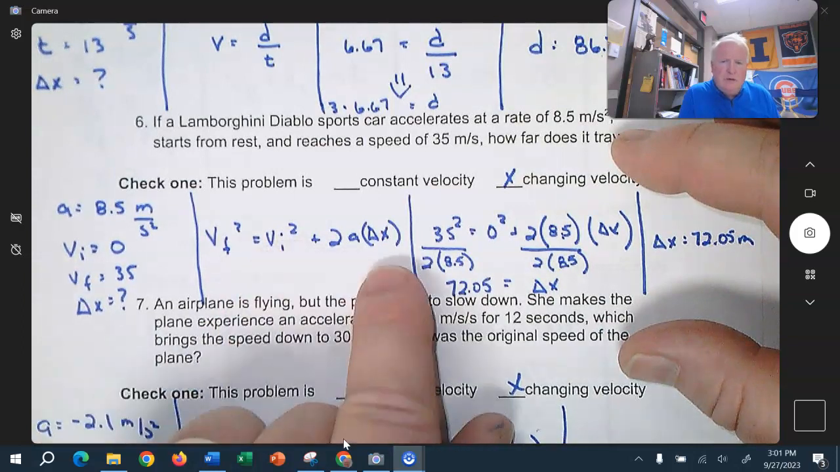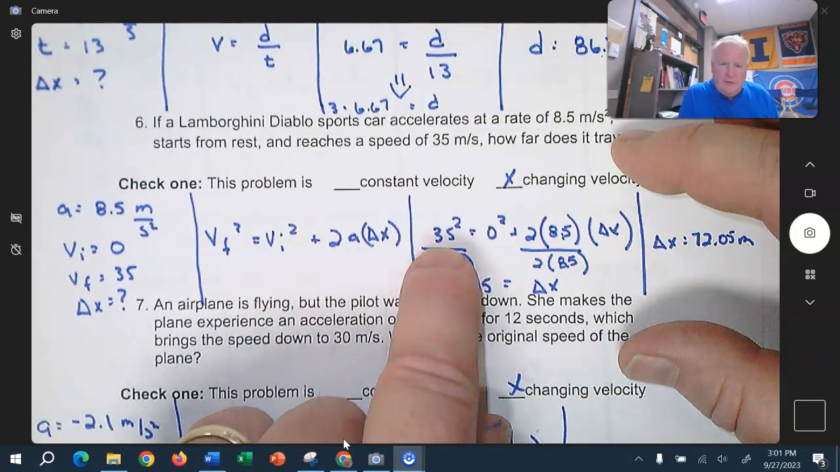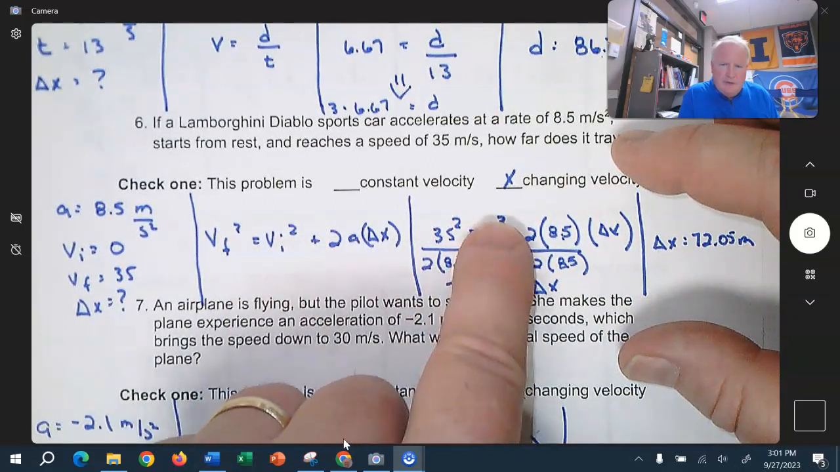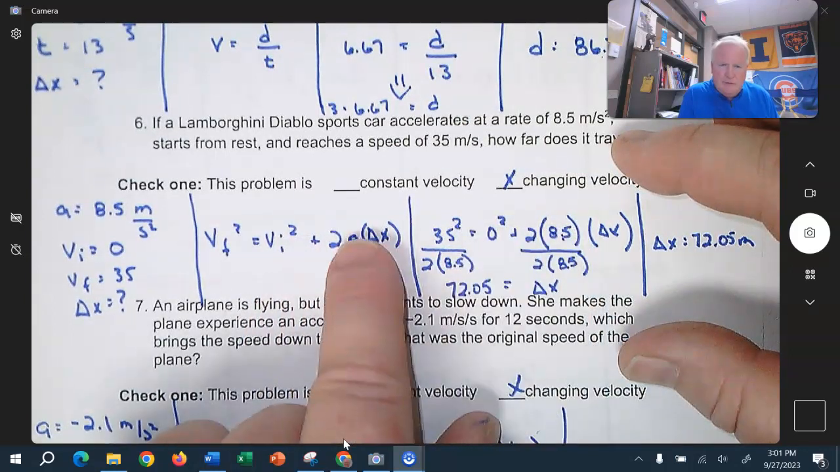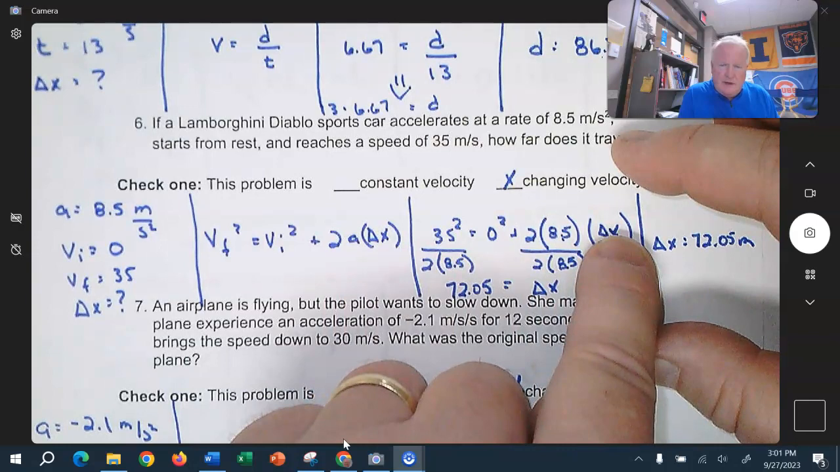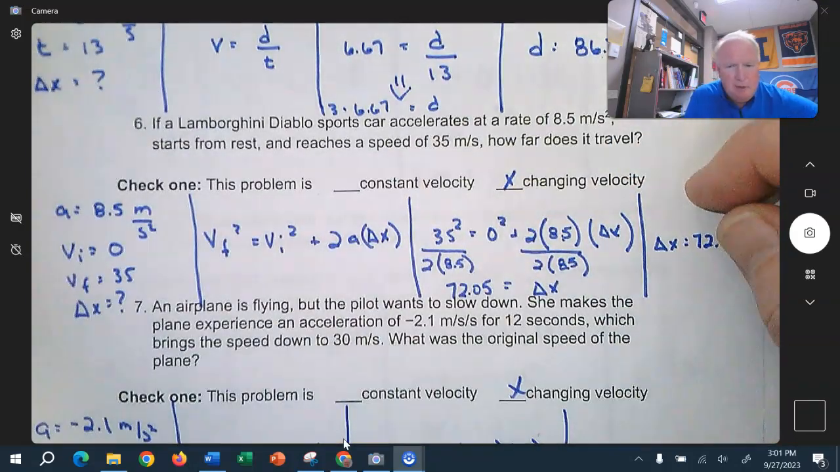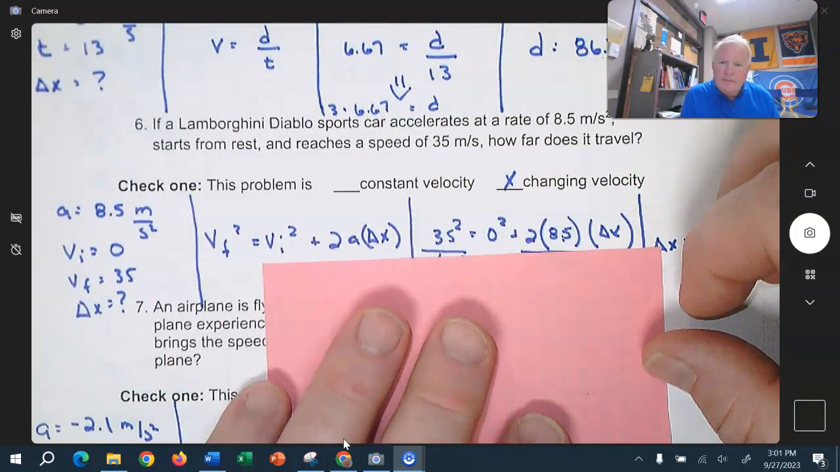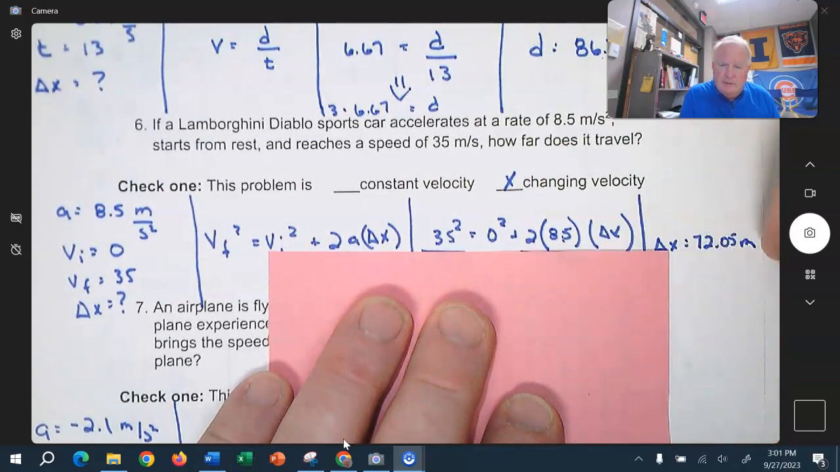All right, so the math is a little hard. The final velocity is 35, so 35 squared. The initial velocity is 0 squared, plus 2 times 8.5, which is the acceleration, times delta x. So that's what I get when I'm just substituting in. And now the question becomes, how do I get delta x by itself?